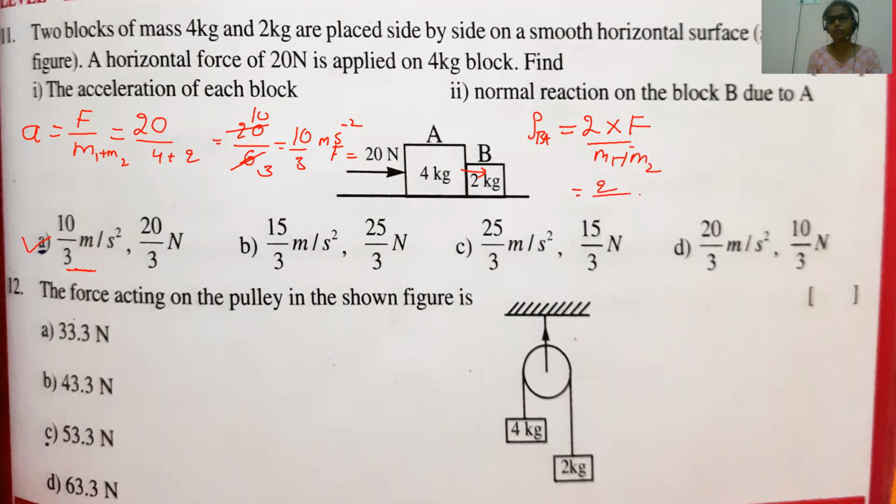Now m2 is 2, m1 plus m2, 4 plus 2 is 6, into F is 20. Understood, children? So 2 ones are 2, 3 twos are 6. So the answer is 20 by 3 Newton. Like this we are going to calculate this problem. You need to remember the formulas: acceleration is force by the sum of the masses, and the force acting between one body and the other body is m2 of F divided by m1 plus m2. If you remember these formulas, you can solve this problem easily. I hope this is clear.